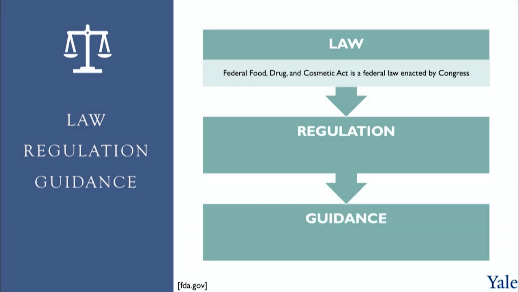Law in the United States, for example, in the medical space, is the Federal Food, Drug, and Cosmetic Act. This is a federal law enacted by Congress, signed by the president. This is what you have learned in Civics 101. This is how laws are passed in this country. Laws operate at a very high level.